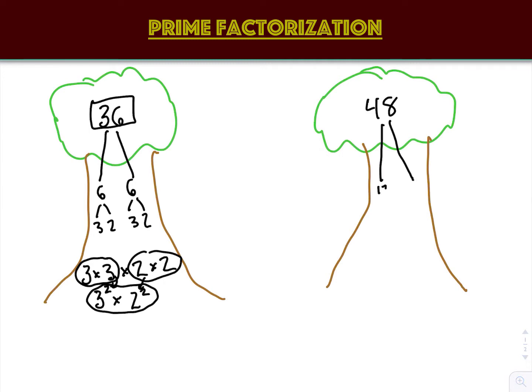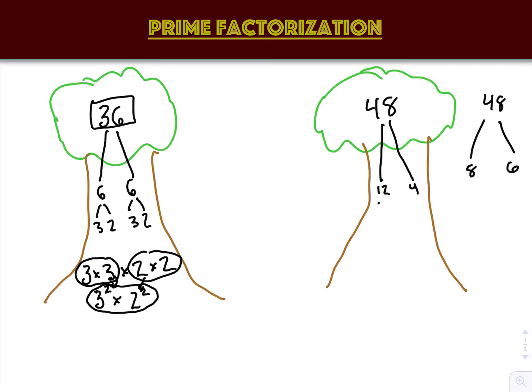Okay, one more example with the number 48. We're given 48. The first factor pair that I can think of is 12 and 4. Again, there's other things that we can start with, but it will always have the same result. To prove this, I'm actually going to start with two factor pairs. So we could also have done 8 and 6, for example.